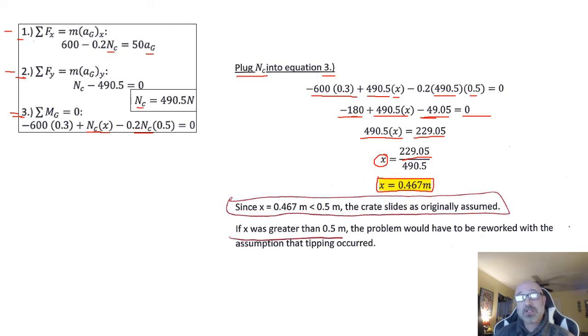Because our x value is 0.4675, and this is less than 0.5, which is the distance from the edge of the crate to the center of the mass, we assumed correctly that this was going to slide. Now, if x had landed outside of that area, if it was greater than 0.5, the problem would have to be reworked with the assumption that tipping was going to occur rather than the slipping that we assumed. So based upon that assumption, we lucked out and we don't have to resolve the problem. If this had been greater, we would have to stop, go back, and resolve the problem with tipping occurring.